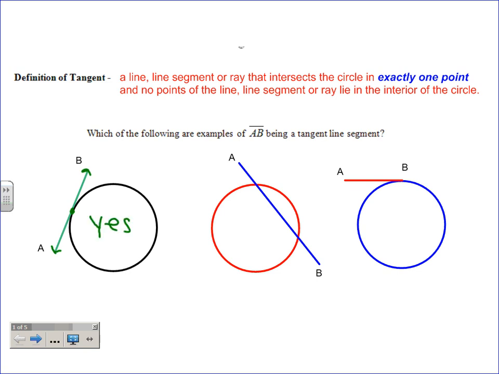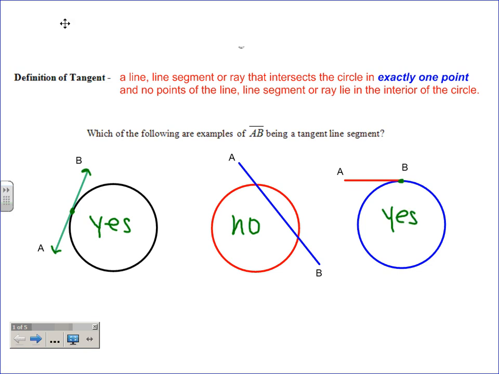So this one, we're saying yes to this one. You don't have to put your answer inside the circle. That was just where I chose to put it. Yes, that one is a tangent. How about the second one? No. Well, for one, it hits the circle twice, and some of the points are inside the circle. So that's a big no. That actually has another name, which we will learn later. And how about that last one there? Is it okay if it stops right where it hits? Yeah, sure. Why not? So yes.